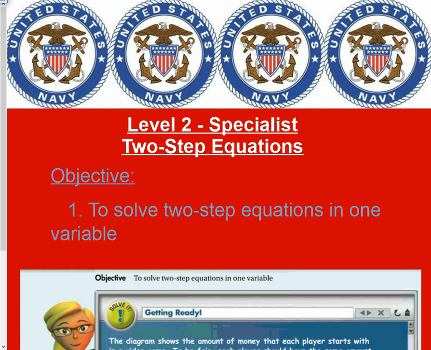You're working towards being a specialist. This is level 2 of boot camp. It's working on two-step equations. Here's our goal for today: to solve two-step equations in one variable.